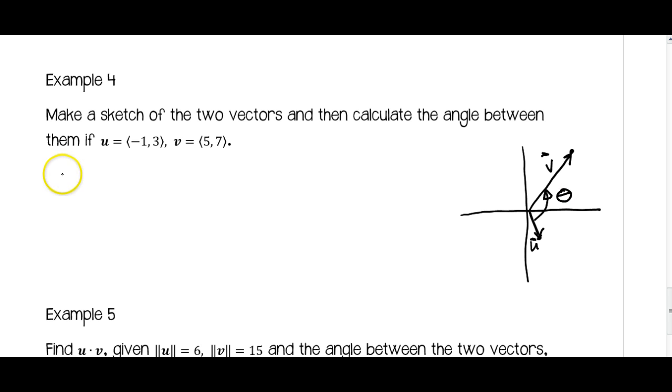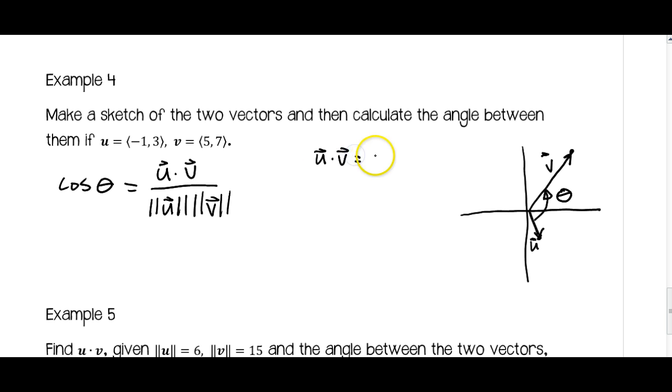Okay, so I know that the cosine of theta is equal to u dot v over the magnitude of u times the magnitude of v. So I'm going to do some work over here on the side. I'm going to find u dot v. So that's going to be negative 1 times 5 plus 3 times 7. So that's negative 5 plus 21, which gives me 16, having some trouble here, 16. So that's going to be the numerator.